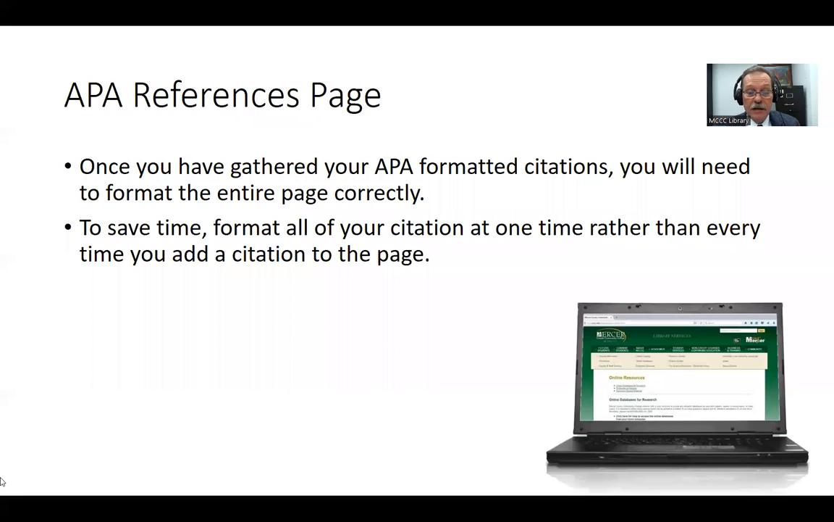I'd like to talk a little bit about formatting your references page in APA style. Once you've gathered your citations in APA formatting, you'll need to format the entire page that's called the references page. To save time, it's easiest to do this just once. So if you have more than one citation, 2, 3, a couple pages even, you only have to do this once to format all of those citations.